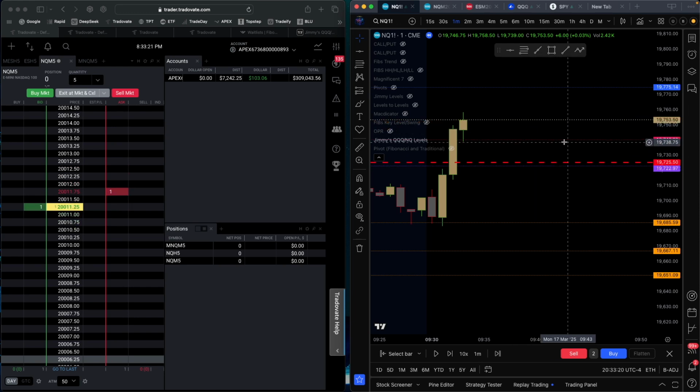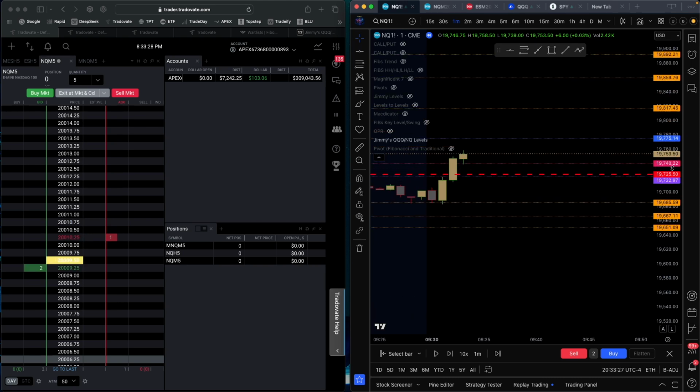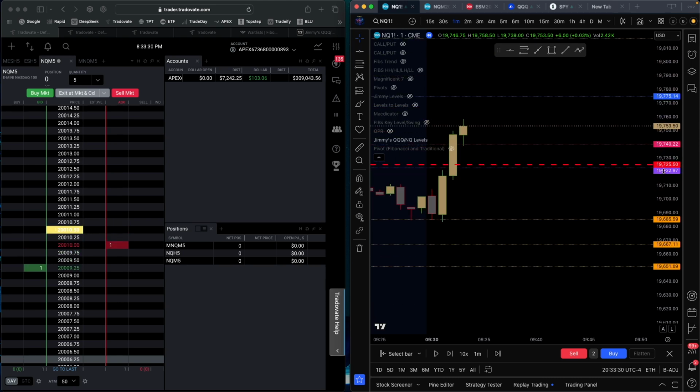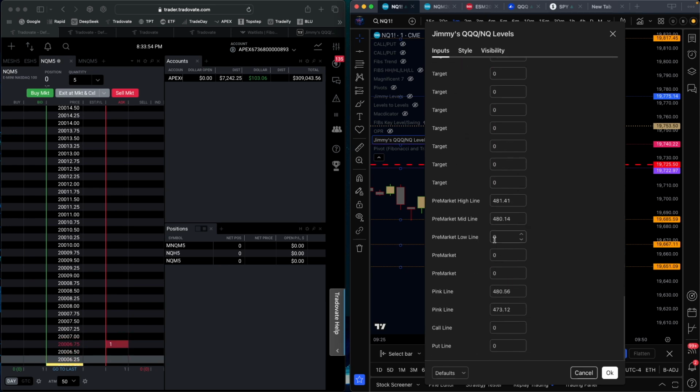So yeah, this pink line here, that is yesterday's high, and then the pink line down here is yesterday's low. Blue is pre-market high. Purple's pre-market mid, and then the yellow line would be pre-market low. But I don't think I have a pre-market low on this one. Yeah, he didn't give a pre-market low today.